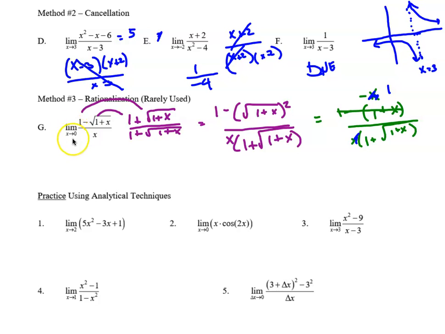And I can finally use direct substitution and sub in the 0 to get negative 1 over 1 plus the square root of 1 plus 0, which is 1. And my answer is negative 1/2.